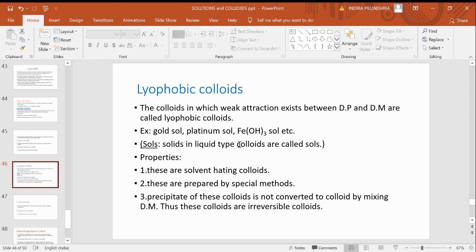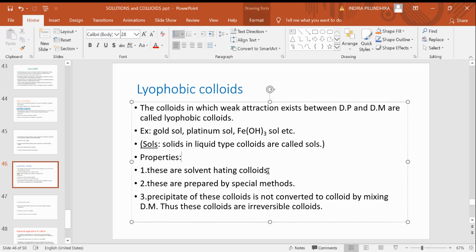So what is a sol? Solids in liquid type colloids are called sols. Here there is no strong attraction between the DP and the DM. Just like lyophilic, we'll see the properties of the lyophobic also.